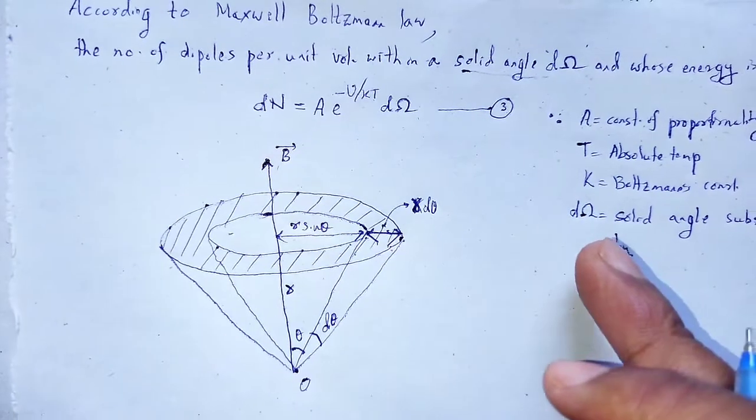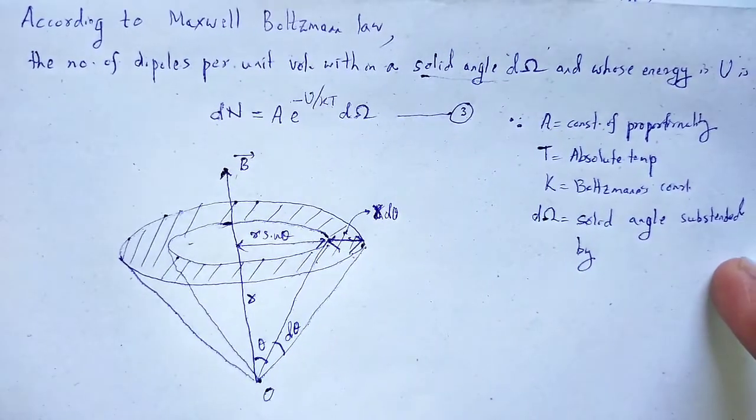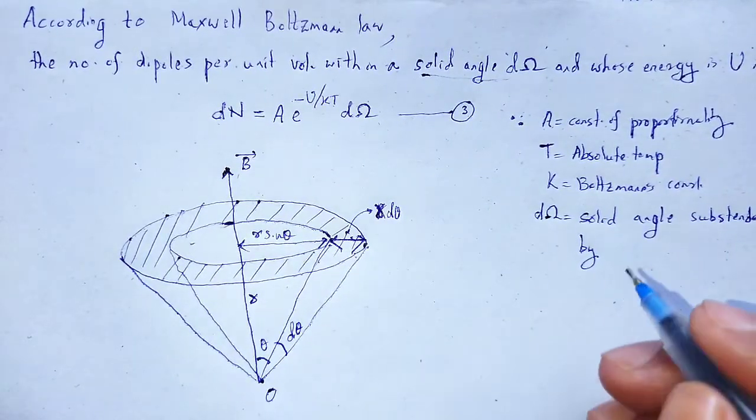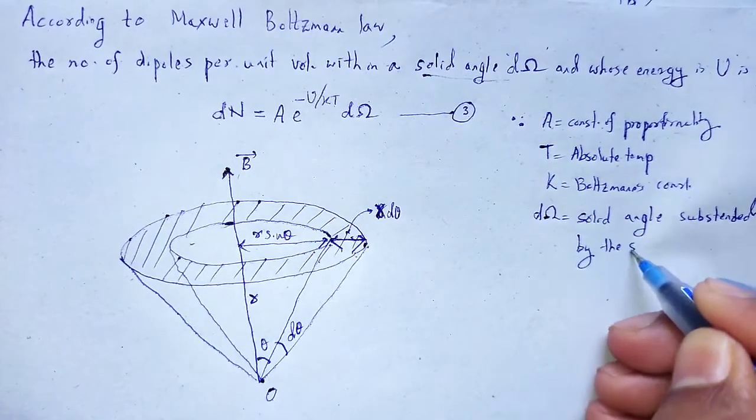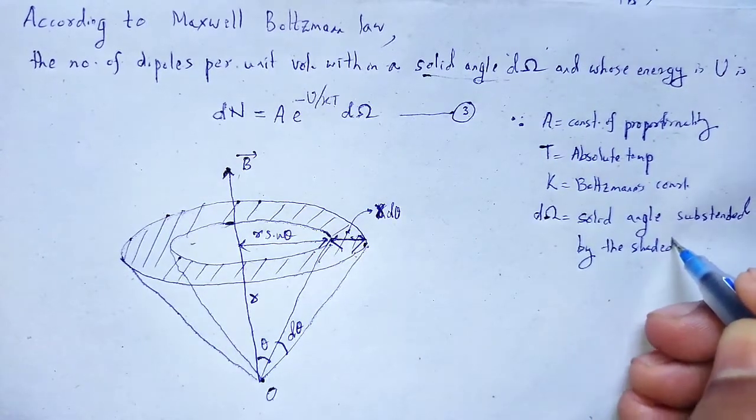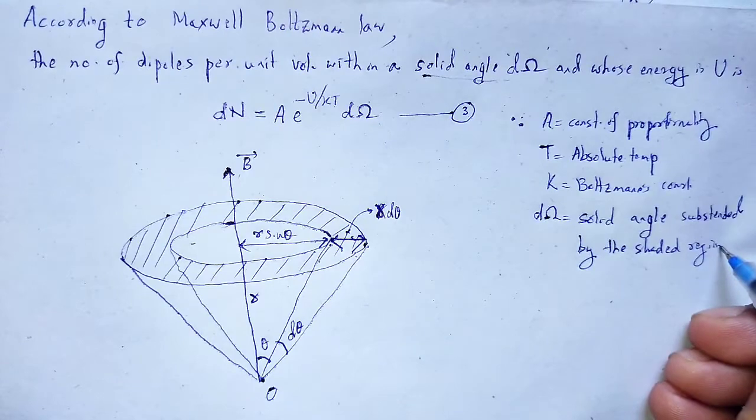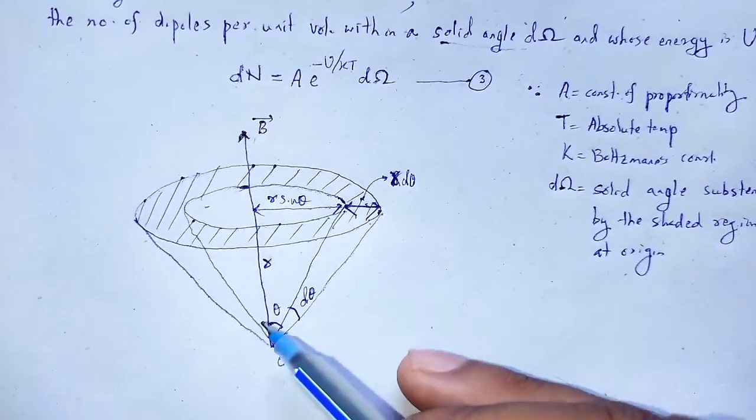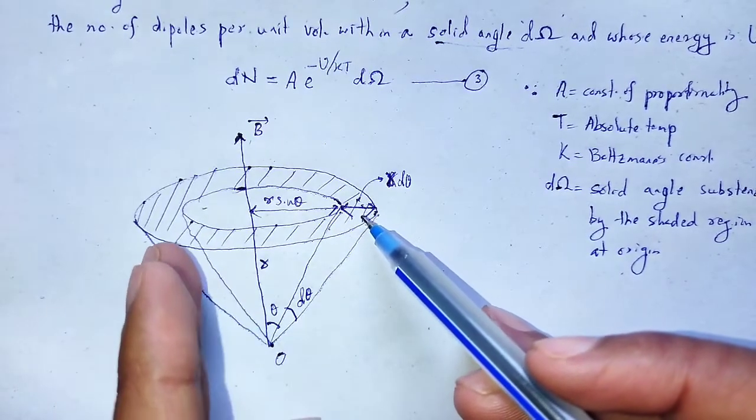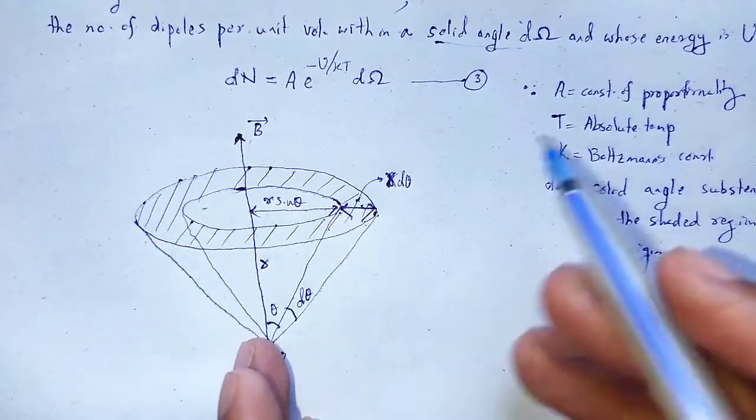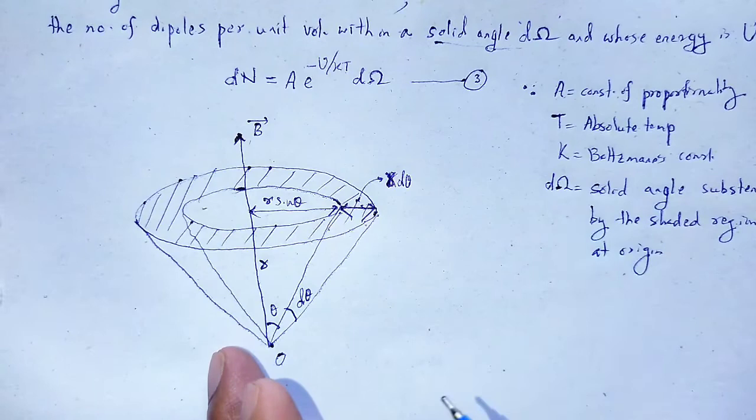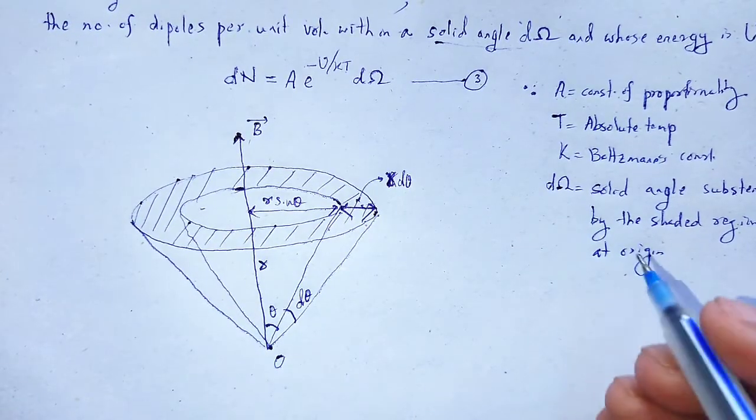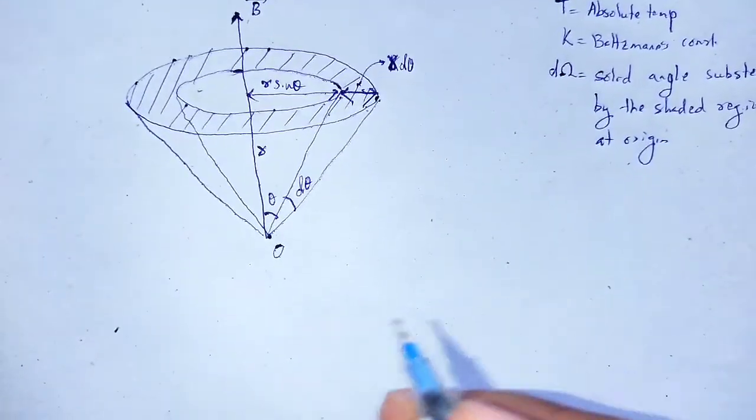So d omega is the solid angle subtended by the shaded region at the origin. The shaded region, how much angle it subtends at the origin, that is d omega. Now d omega is calculated.